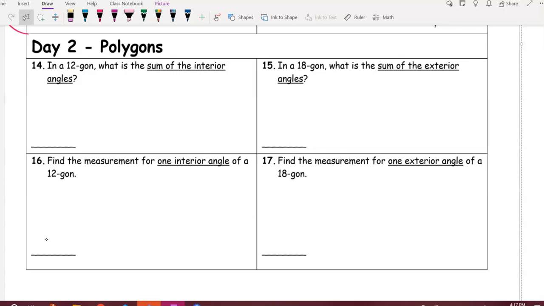Starting with number 14, it says, in a 12-gon, what is the sum of the interior angles? So how do we know how many sides the shape has? Well, it says 12-gon, so we know that n is 12. And just a quick recap, n represents the number of sides.